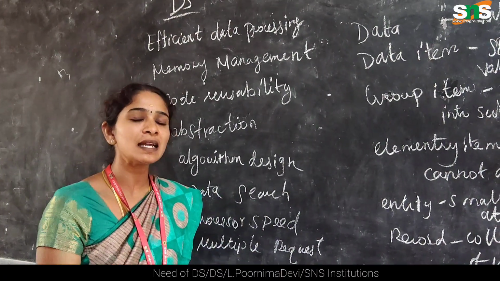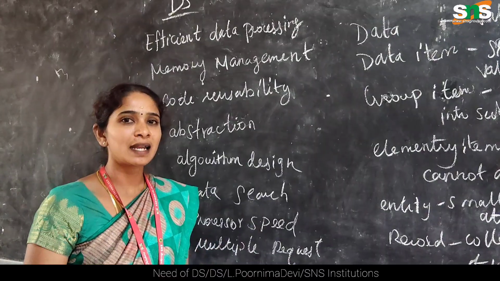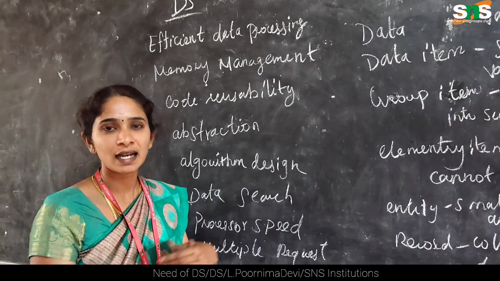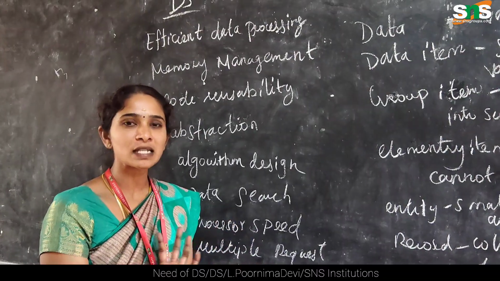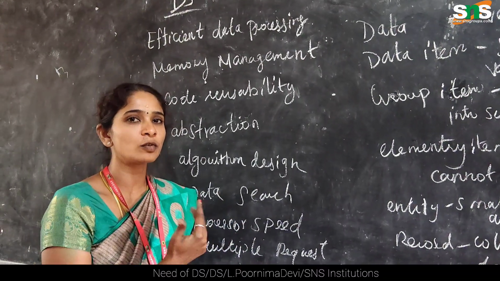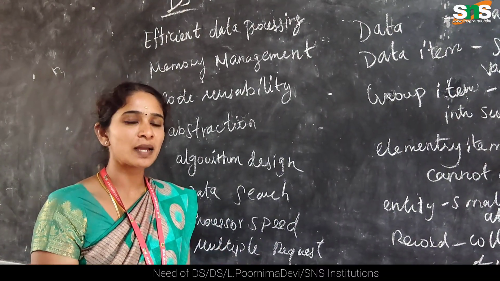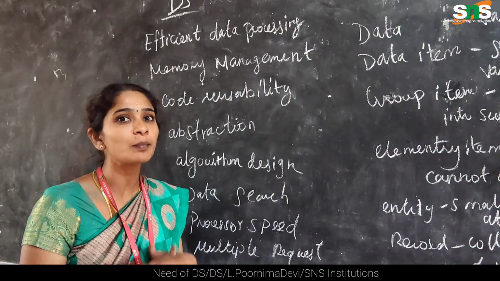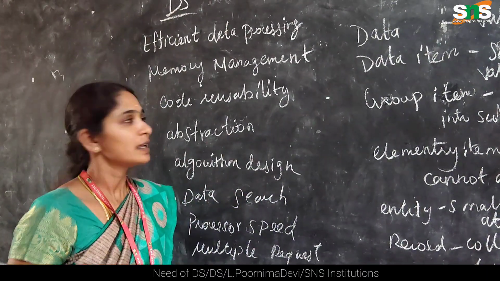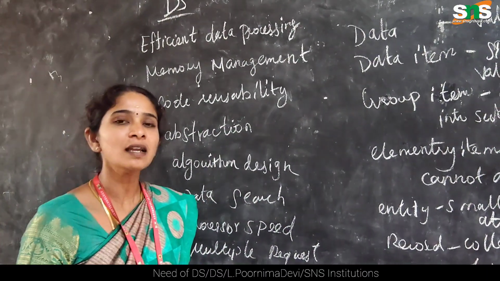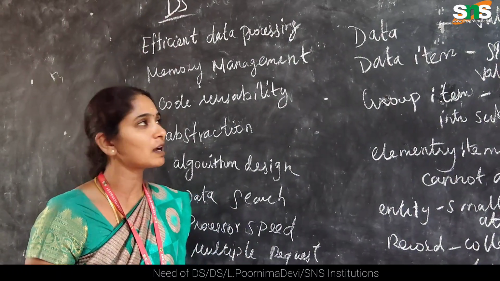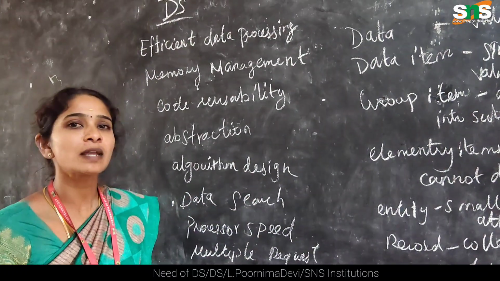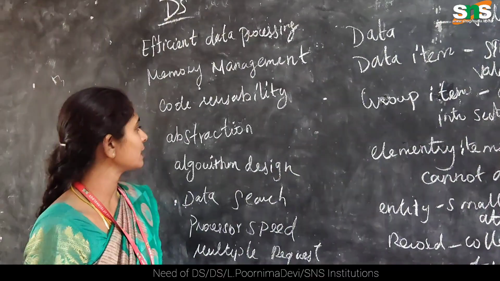Then memory management. Allocation and deallocation of particular data sets is very easy in data structures. We can either allocate a particular memory space to store the data, or deallocate the particular memory space to delete that data. So it is a very easy way. And code reusability. We can reuse that particular code for different types of algorithms. So this is also one of the needs of data structures.